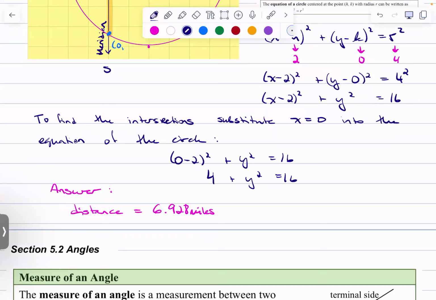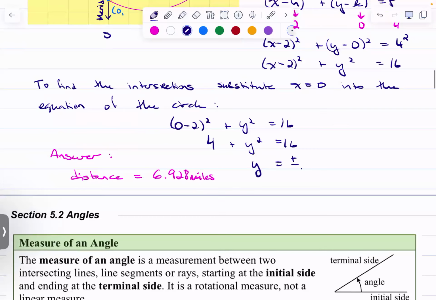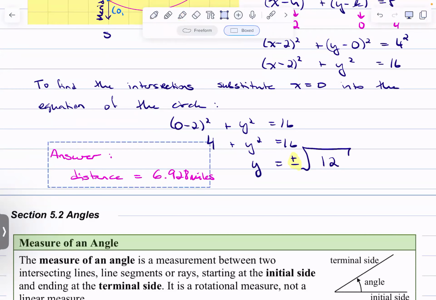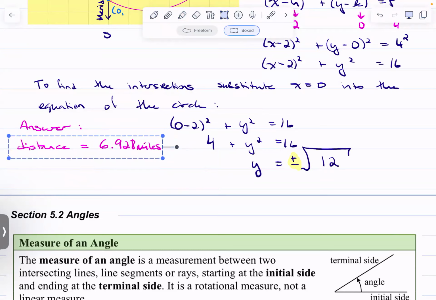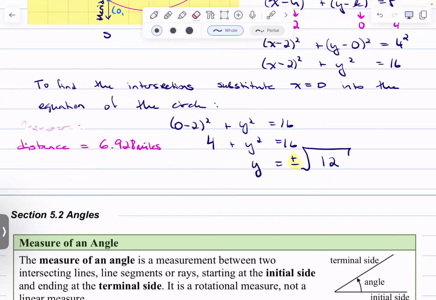And then if I take the square root, I get y equals plus or minus root 12. The root of 12 is roughly 3.464.